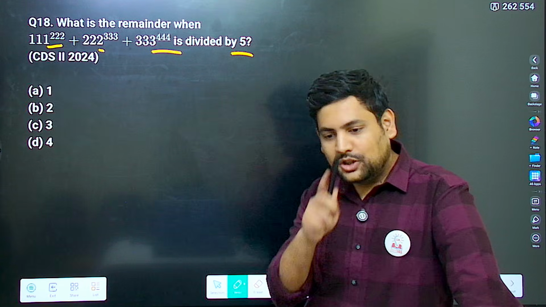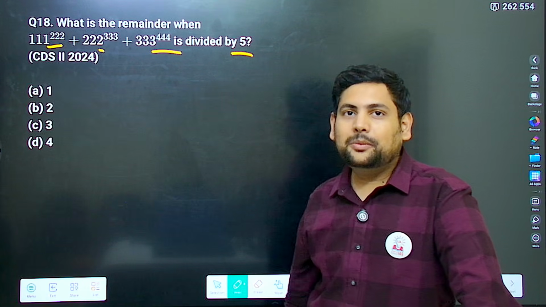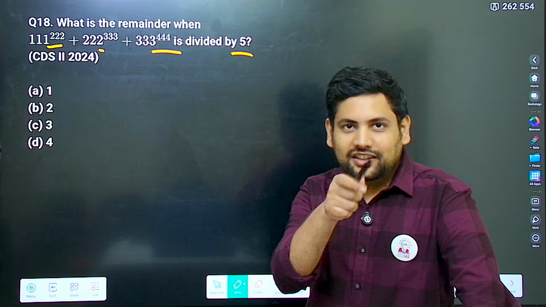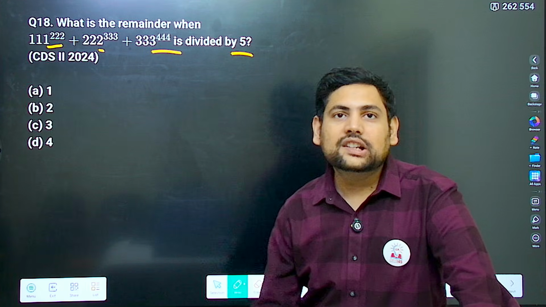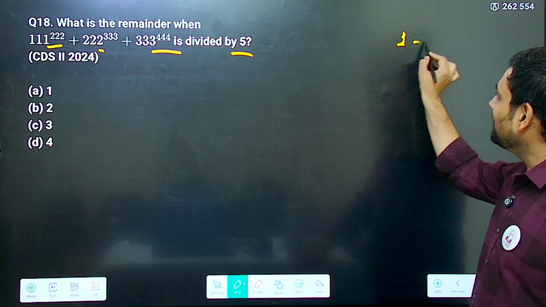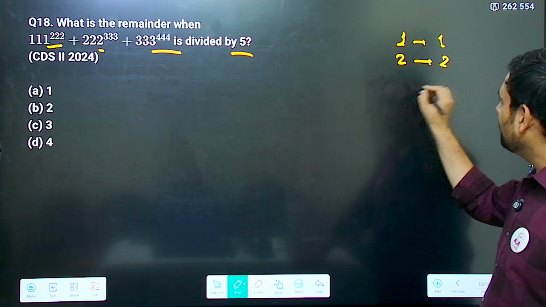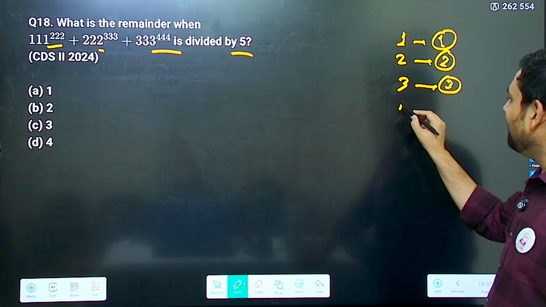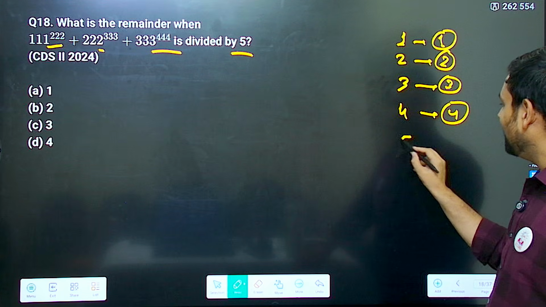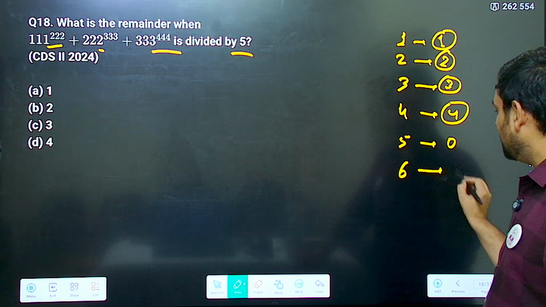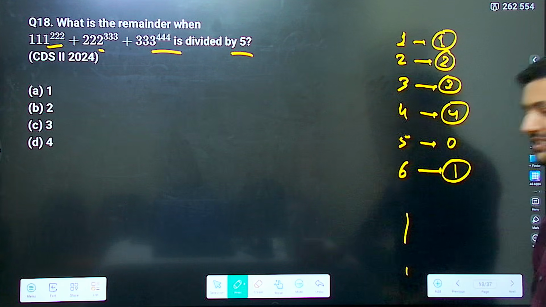Now, for this you must know one thing. How do you find remainder with respect to 5? If you can get the last digit, you know the remainder with respect to 5. Correct? If the last digit is 1, what is the remainder? 1. If the last digit is 2, remainder is also 2. 3, then 3. If the last digit is 4, then 4. If the last digit is 5, then what is the remainder? The remainder is 0. If it is 6, then 1 and goes on.